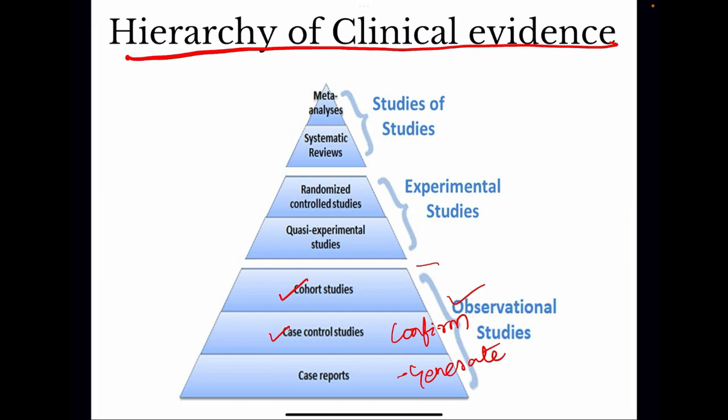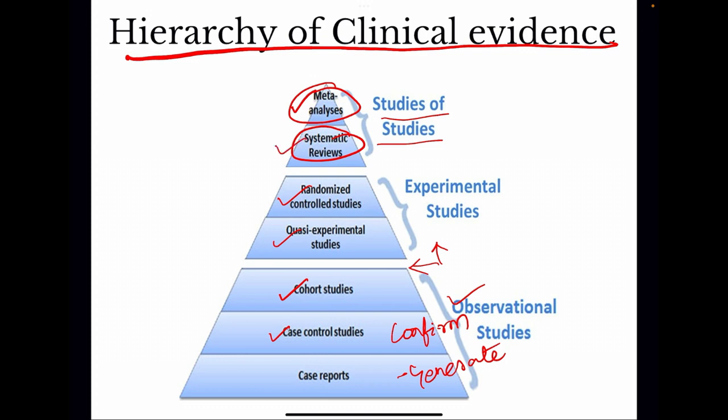Till here, we don't give any intervention. If we start giving intervention, it becomes experimental studies. We have quasi-experimental studies and randomized control trials, above which we have the studies of studies, that is called a systematic review and meta-analysis. The tip of the evidence pyramid is dominated by this meta-analysis.